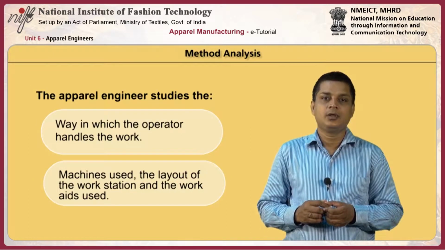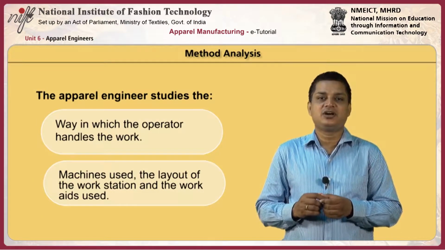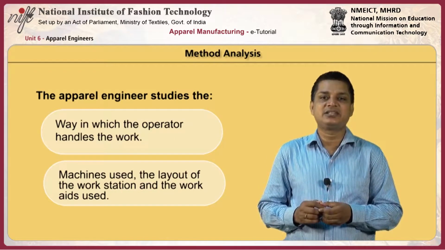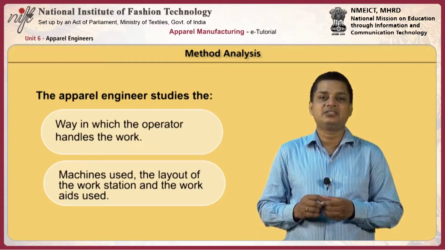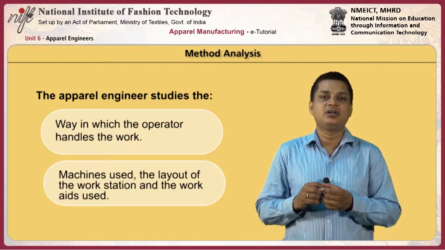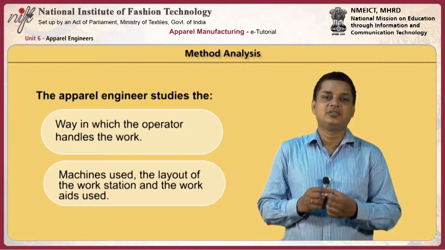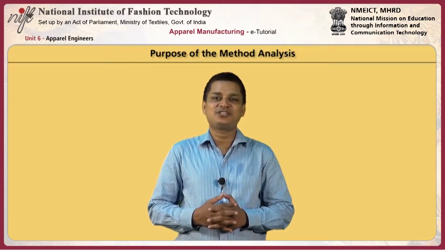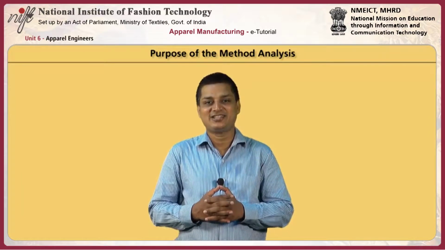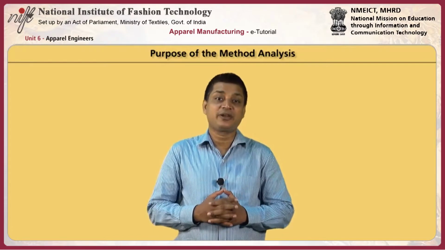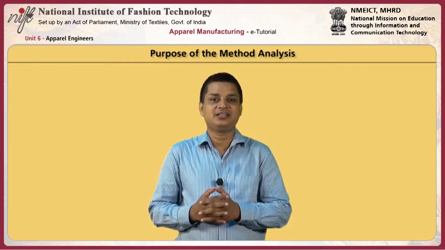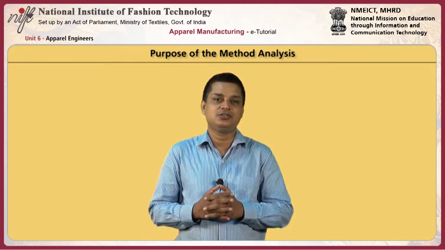A method analysis is the procedure of studying methods used to determine the best way to do a job. An apparel engineer studies not only the way in which the operator handles the work, but also the machines used and the layout of the workstation and the work aids that are used. One of the most important traits of an effective apparel supervisor is the ability to recognize good or bad methods among operators and to correct them when necessary. The whole purpose of a method analysis is to find a better way to do the job.